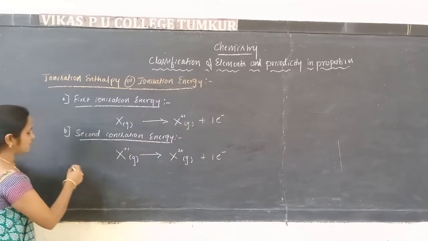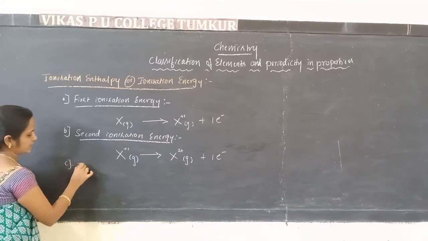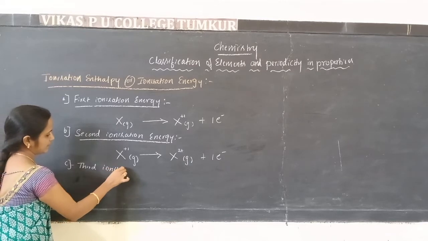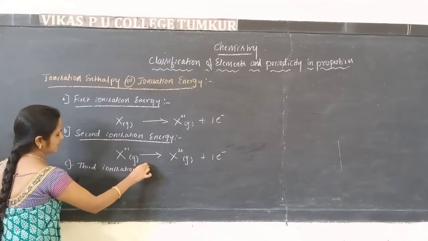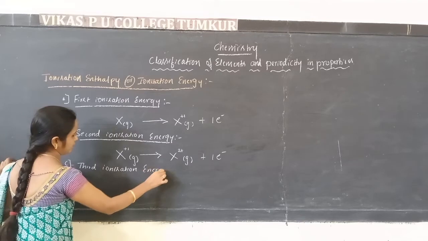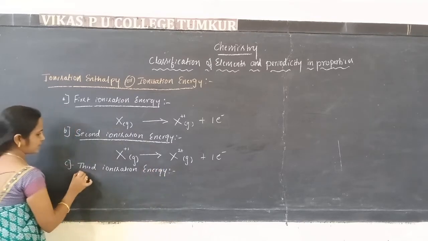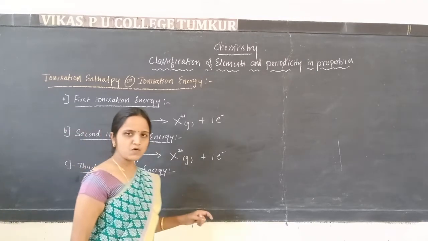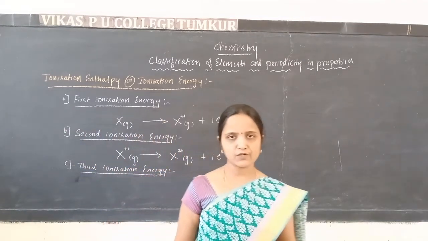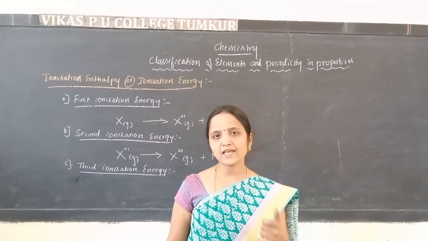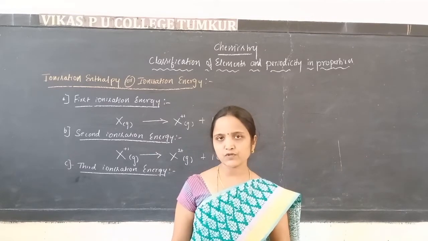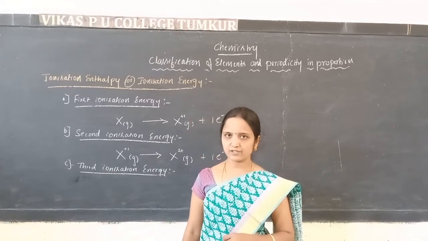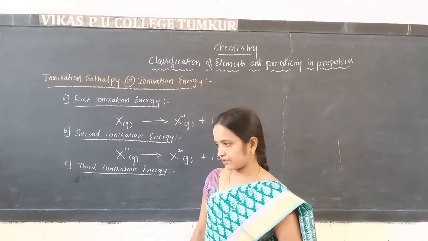Like this we will go for the third ionization energy. The amount of energy required to remove the electron from the dipositive ion is called the third ionization energy.